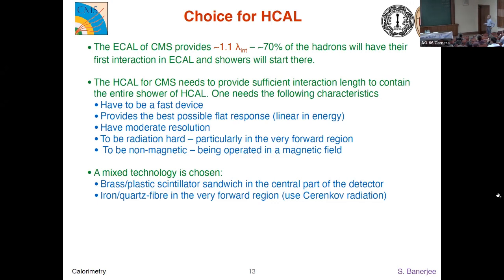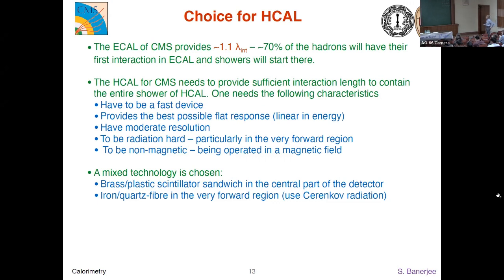First of all, it has to be a fast device, that is for every single device in CMS. It provides the best possible flat response, that means linearity in energy. Well, I think we did not achieve that. It has to have a moderate resolution and be radiation hard, particularly in the very forward region. And it has to be non-magnetic, being operated in a magnetic field.